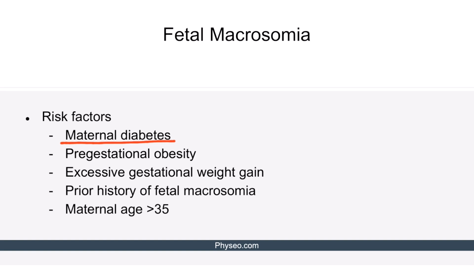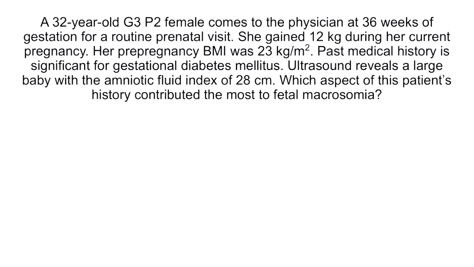Other risk factors include pregestational obesity. In other words, the mother is obese prior to even becoming pregnant, and also if they gain a lot of weight or excessive weight during pregnancy. Those are also well-documented risk factors. Additionally, possibly the most intuitive risk factor is if the mother had a prior macrosomic baby. So that makes sense. If you've had one super big baby, the risk that your next baby will be super big as well is higher. Interestingly, if the maternal age is greater than 35 years old, then she's also at risk of having a macrosomic baby. Now let's do a question to apply what you've learned so far.